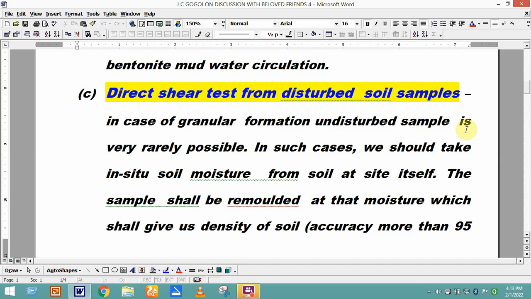After determining the soil moisture, we do not know the density of the soil, so we shall compact that soil with that moisture up to a maximum limit. Since millions of years the overburden is acting as a surcharge, and granular soil is a free draining material, all pore water will be drained out due to load under water condition. If we compact it up to an extreme point, we can get the density of that soil. Then, when we know the density and the moisture, we can go for the direct shear test.